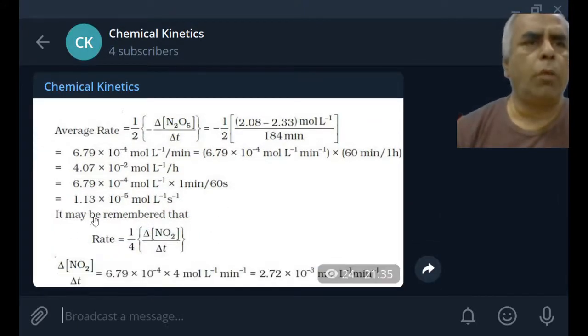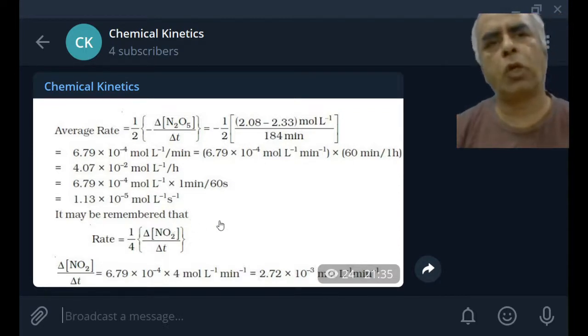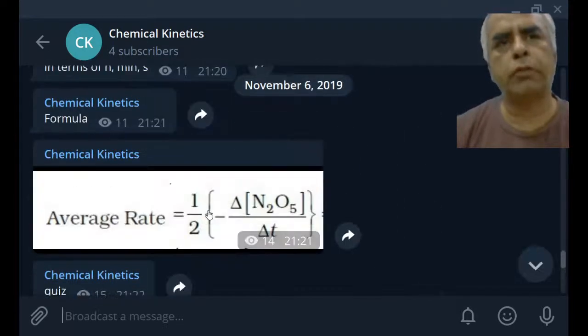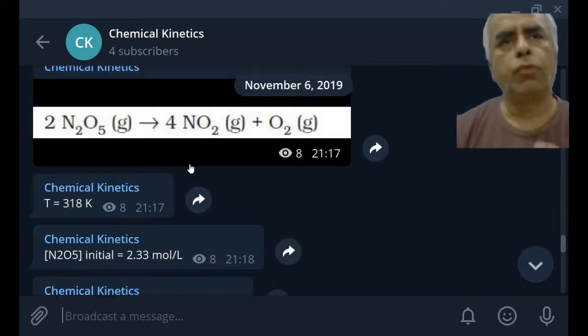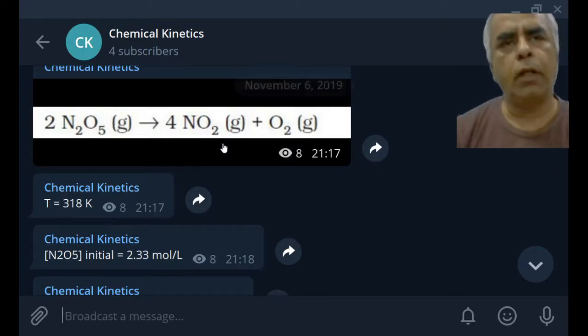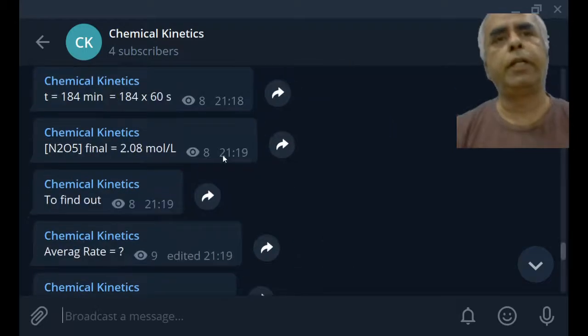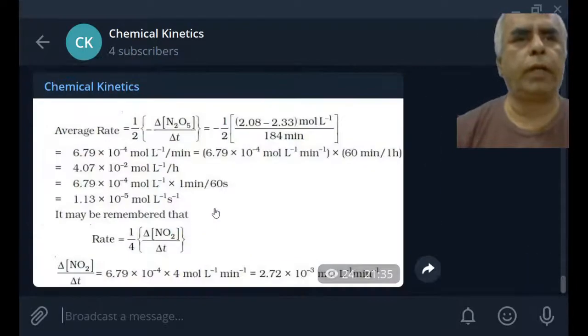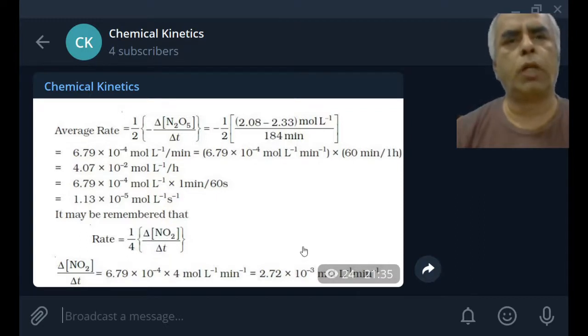And what about this one? Rate of increase of nitrogen oxide. Here we have to do 1 by 4. You go back to the original equation where we have got 4 NO2. So how should it be written? 1 by 4 into delta [NO2] divided by delta t. So that's what we have given here, is it not? 1 by 4 into delta [NO2] divided by delta t. Now just substitute and get the answer.